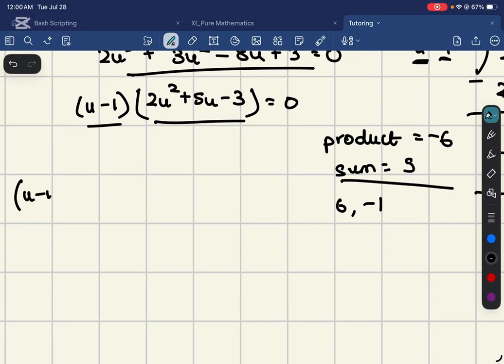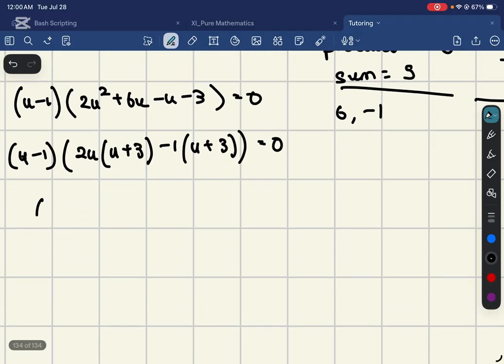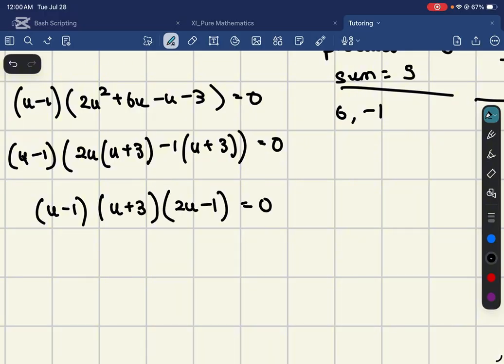Alright, u minus 1. Then I have 2u squared plus 6u minus 1u minus 3 is equal to 0. I can factor out 2u, so I get 2u(u plus 3) minus 1(u plus 3) equals 0. And finally, if you factorize everything out, you are going to get (u minus 1)(u plus 3)(2u minus 1) is equal to 0.